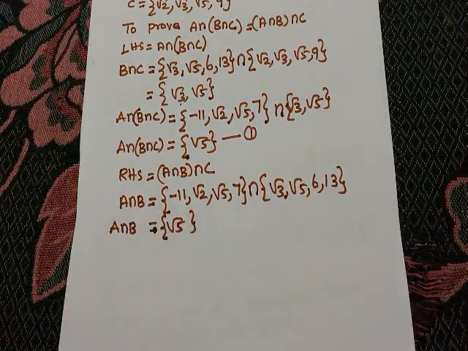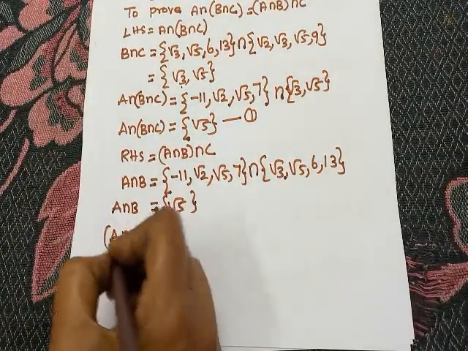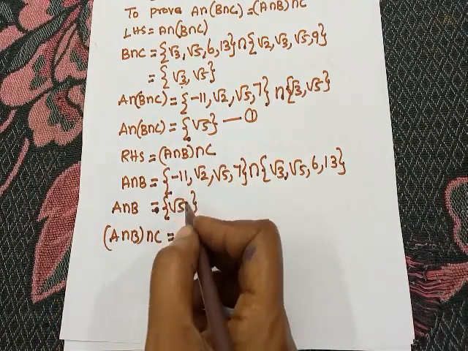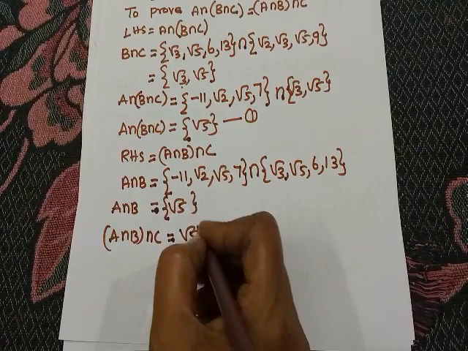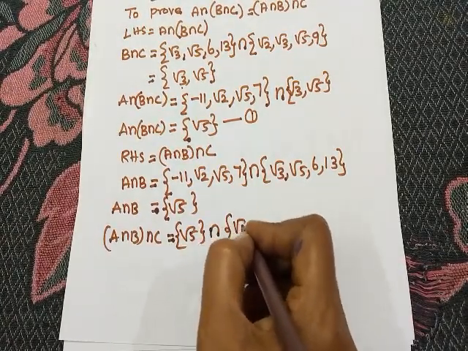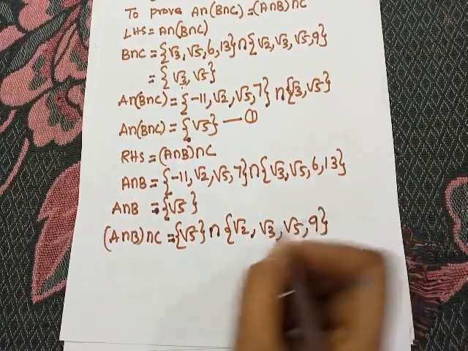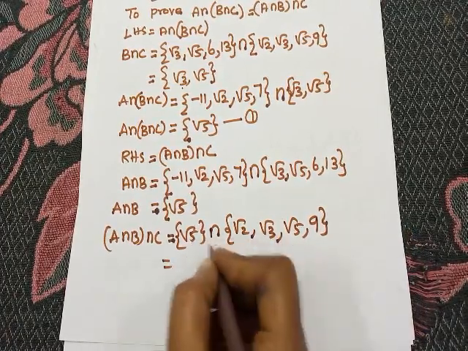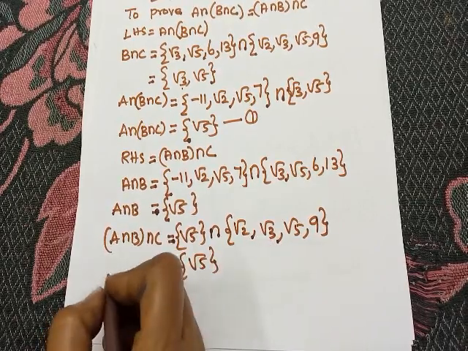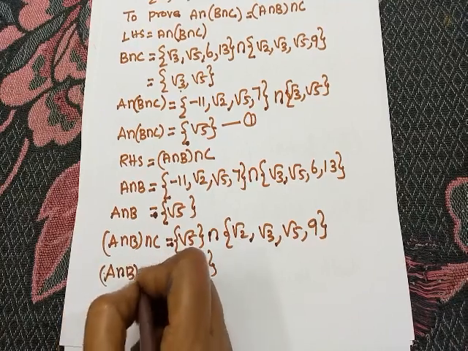Similarly, we have to find the RHS value fully. That is (A intersection B) intersection C, which is equal to, A intersection B is root 5, root 5 intersection C set. What is the C set? Root 2, root 3, root 5, 9. Now we have to find out the common value of both sets. Only root 5 is the common. So the left side, we have to write (A intersection B) intersection C.